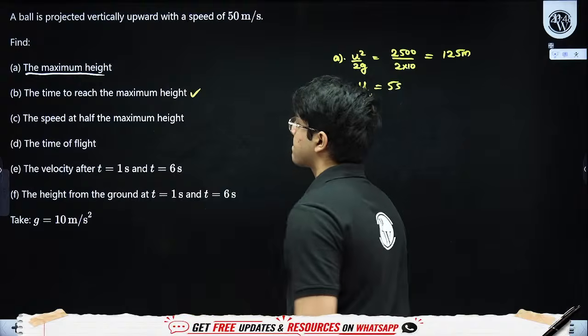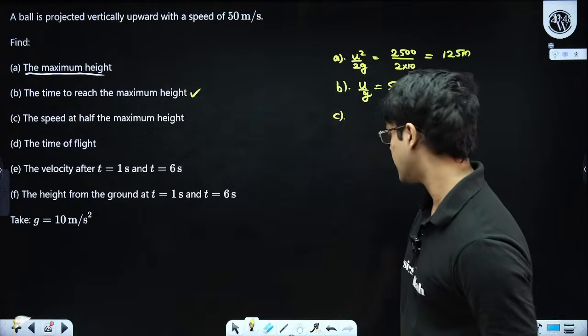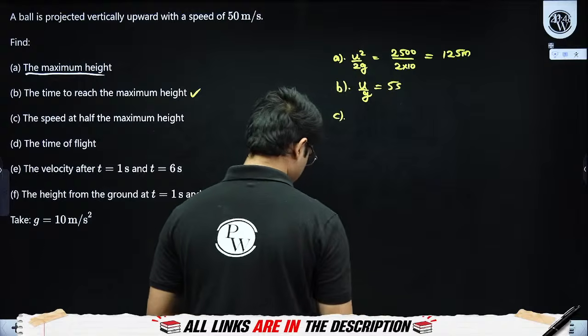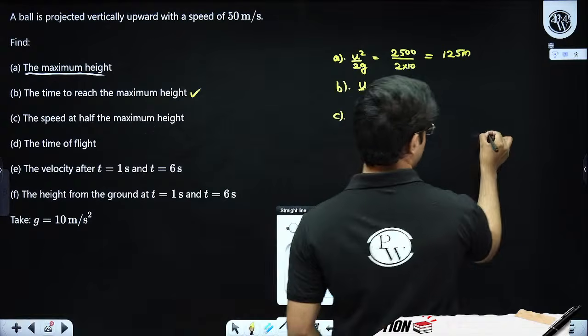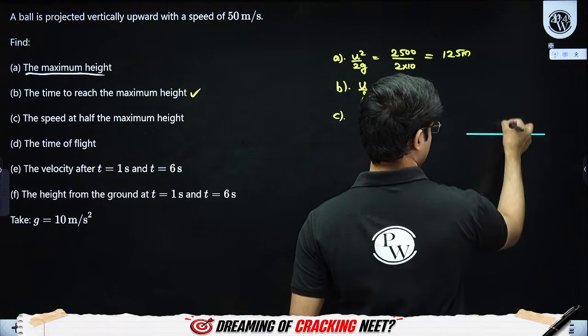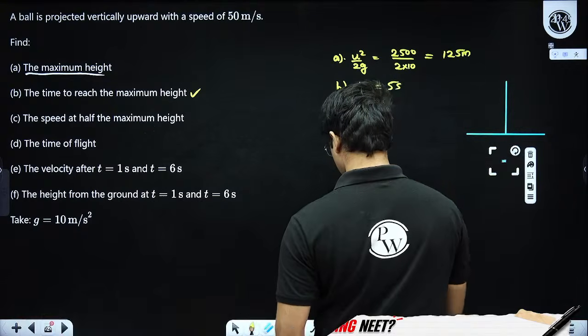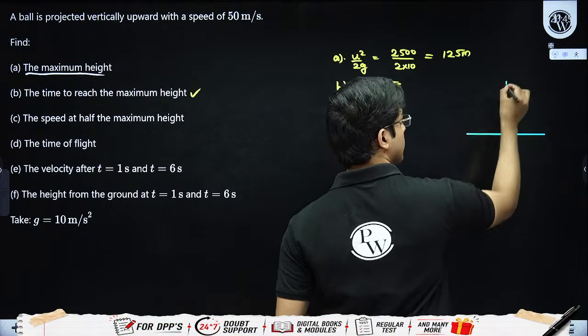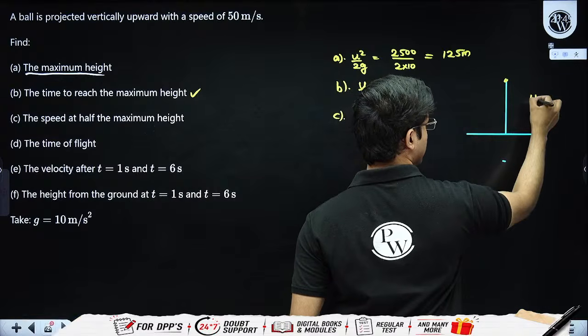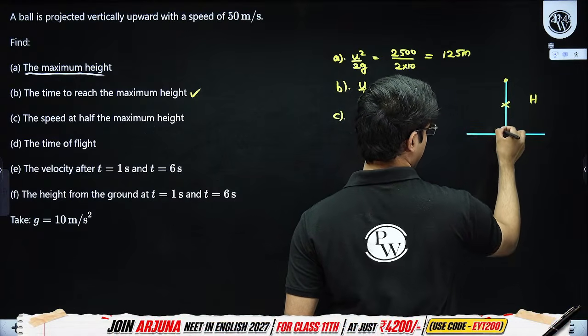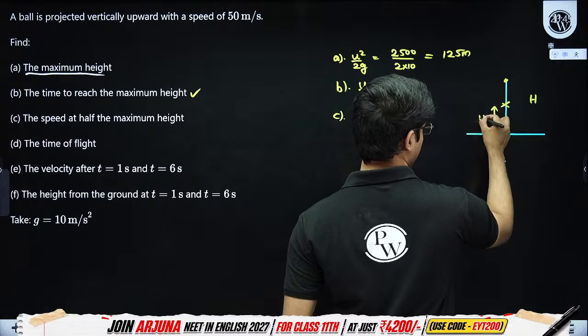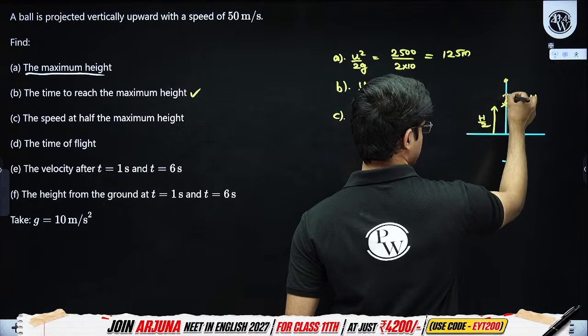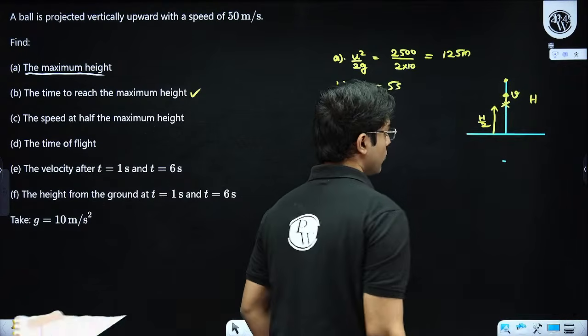Then speed at half the maximum height. Okay, this is something else. So ground, this is the maximum height point, let's say. They're asking the middle, the midway point. At this midway point of h by 2, what is the speed? That is what they're asking.